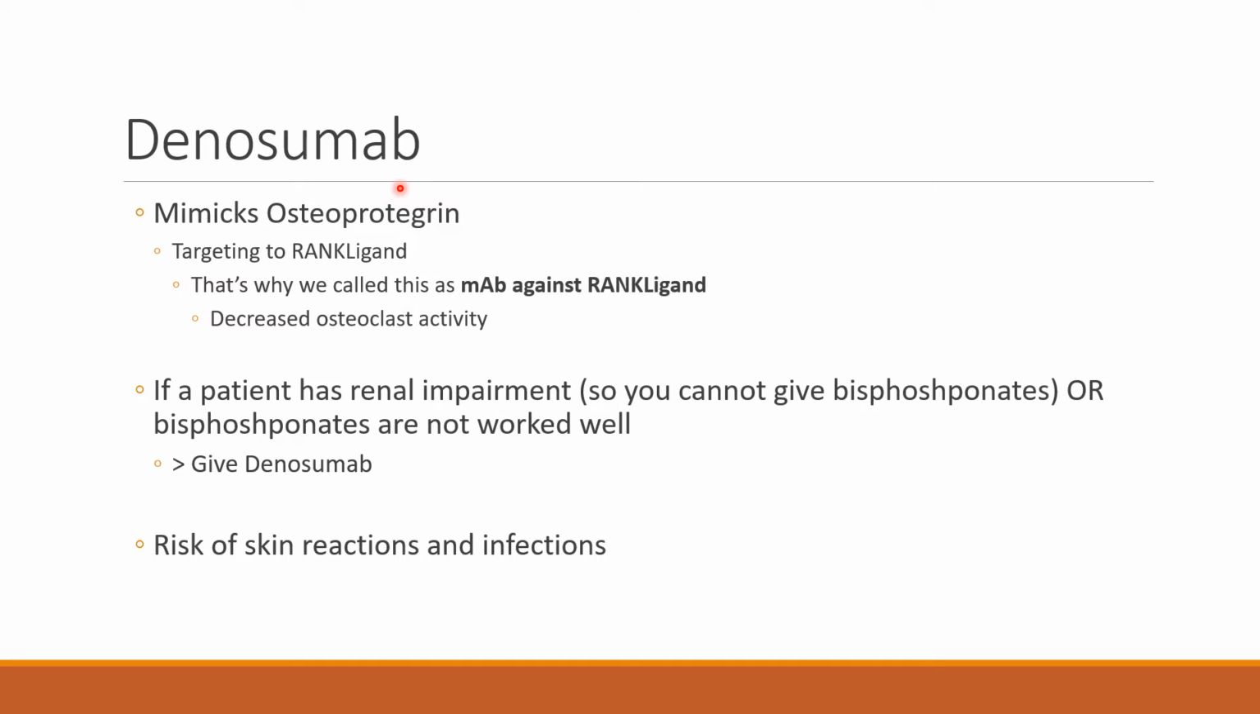After our first line drug, we can talk about the other drugs we have. So the other one is denosumab. And when you see something like mAb inside of its name, it's a monoclonal antibody. So denosumab is a monoclonal antibody against RANK ligand. Denosumab mimics osteoprotegerin, so it targets RANK ligand. That's why we call this a monoclonal antibody against RANK ligand, and it decreases osteoclast activity.